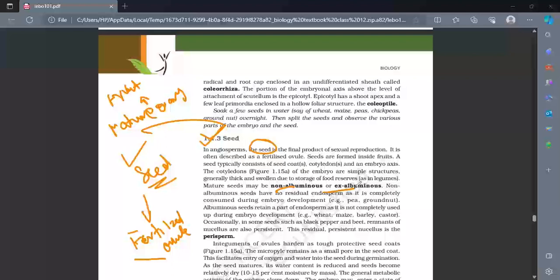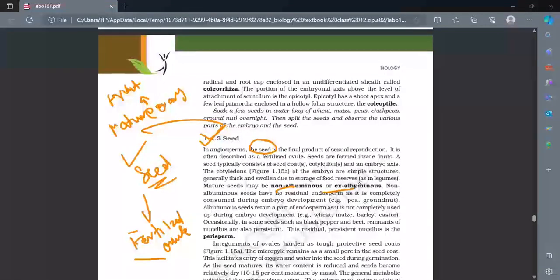I'm repeating once again. What are we talking about? When the zygote formation happened, at the same time the endosperm formation also took place, right? And the endosperm was used by the growing zygote, by the growing embryo, as nutrition. So when the mature seeds are developed, they are actually without that endosperm. There's no residual endosperm left, because it is completely used up by the developing embryo, as in the case of peanut and groundnut. Such seeds are classified as non-albuminous or ex-albuminous seeds. I think this is clear.